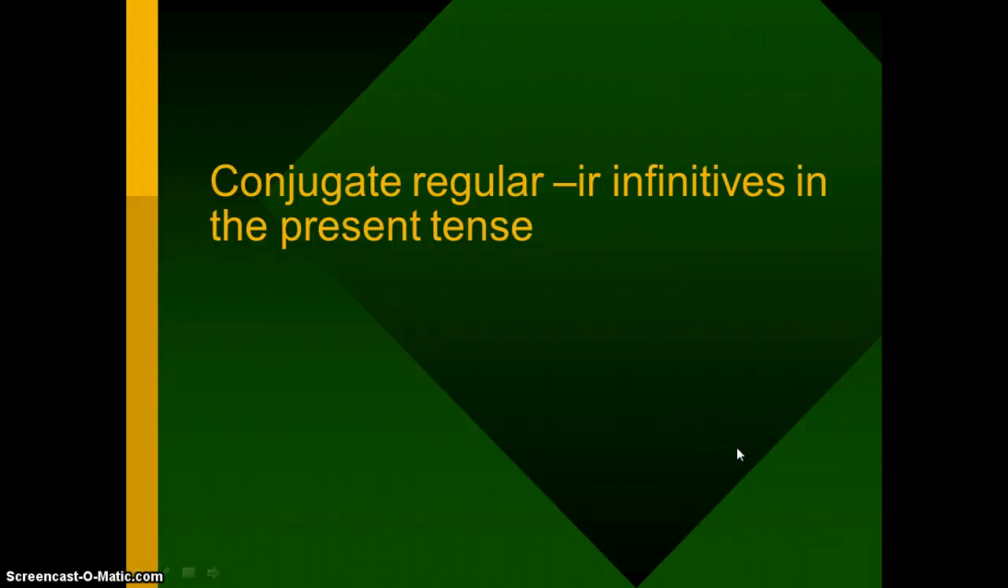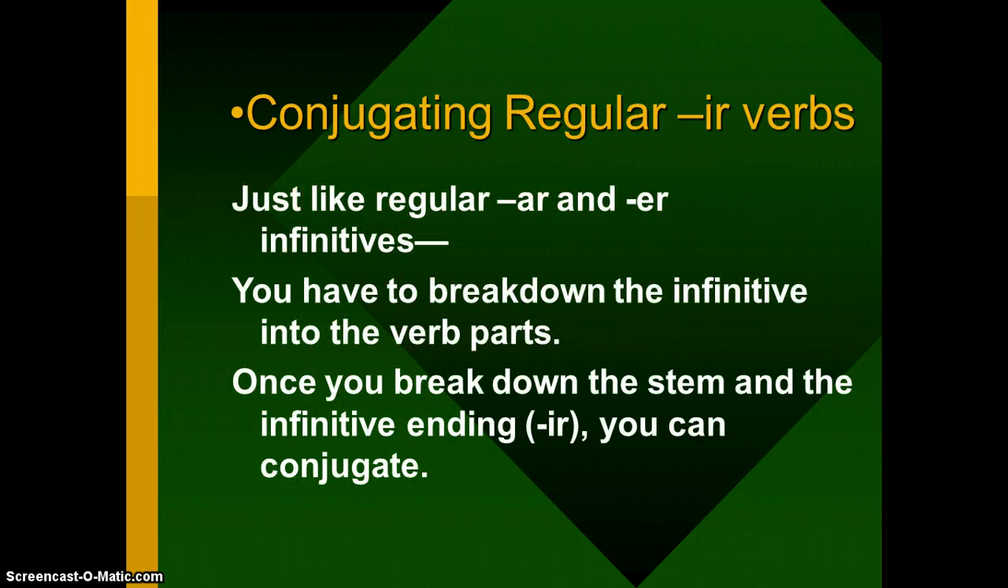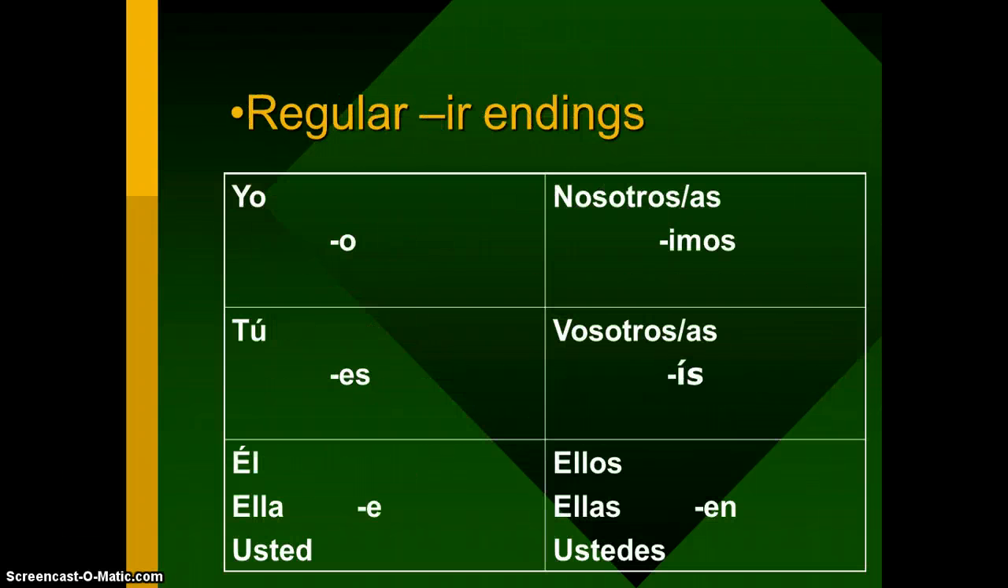IR verbs. Just like AR and ER, guys. Take off the ending, start with the stem. The endings are similar yet different from ER verbs. You have o, es, e, imos, ís, en. The only two that are different when compared to ER endings are imos and ís. The rest are the same.